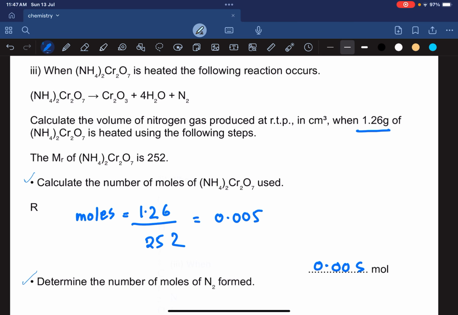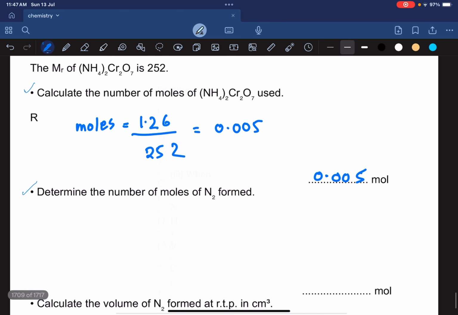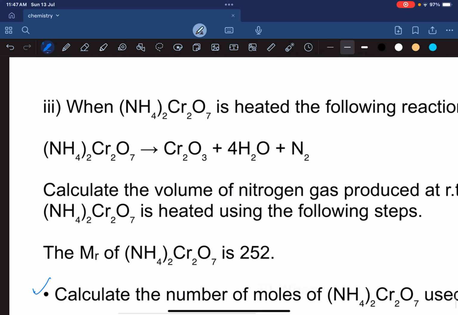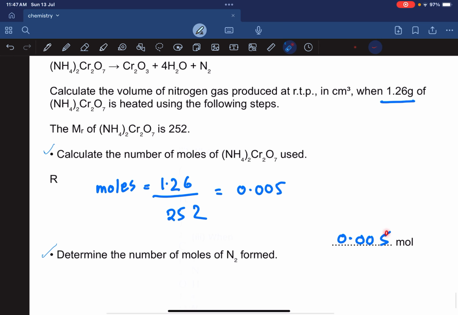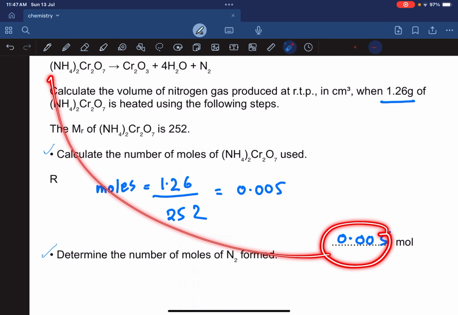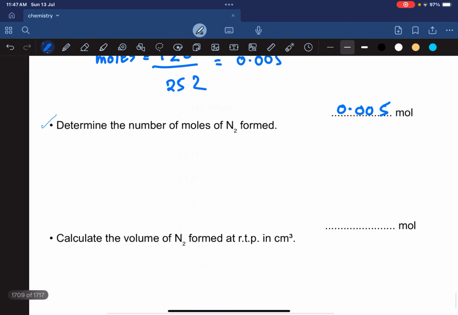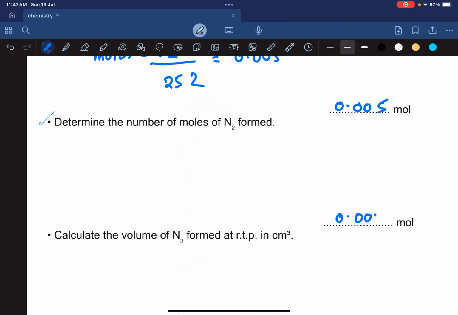Next thing. Determine the number of moles of N2 formed. You see the molar ratio. If 1 mole of this thing forms 1 mole of nitrogen gas, then 0.005 moles of this thing will form 0.005 moles of N2. So the number of moles of N2 are going to be 0.005.